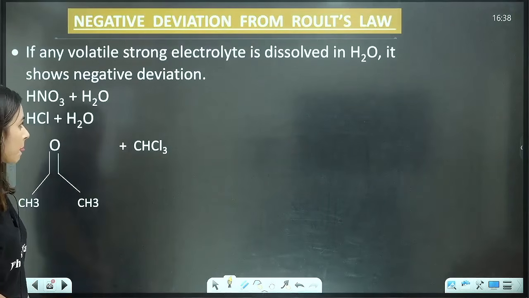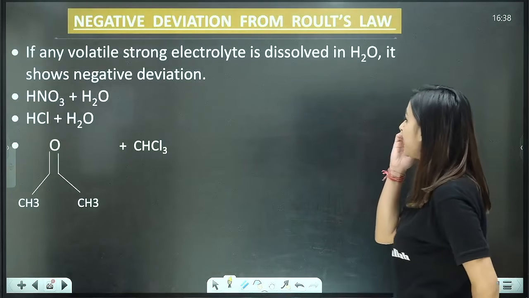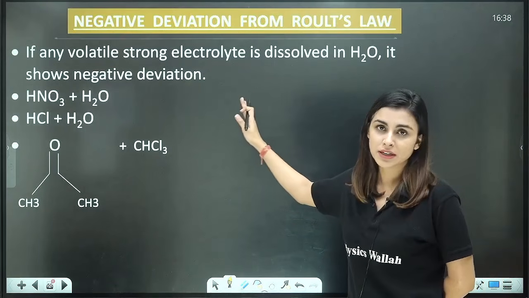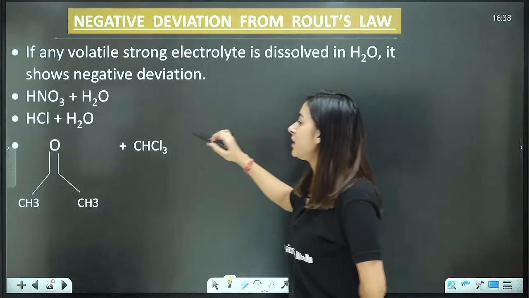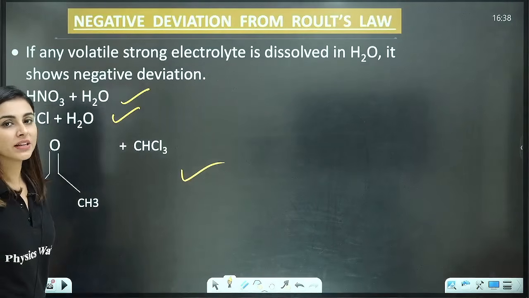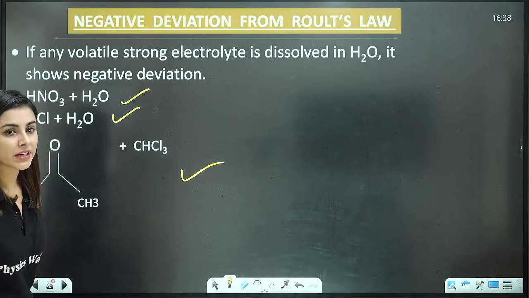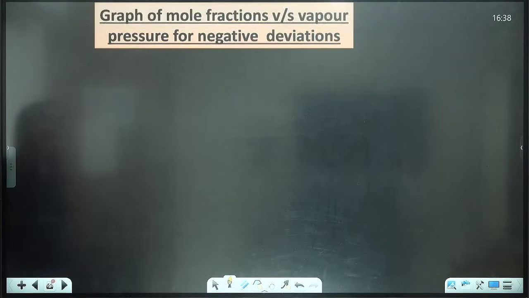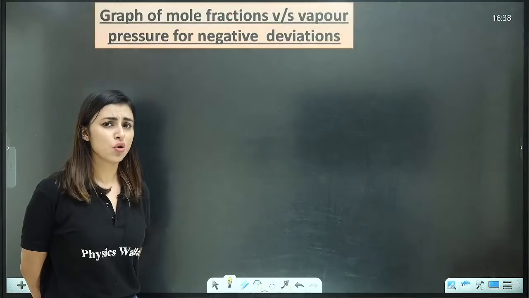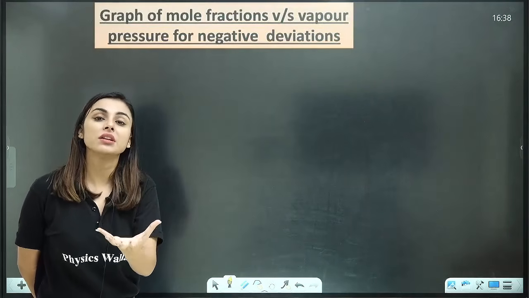Okay. Now, if any volatile solute, strong electrolyte is dissolved in H2O, it shows the negative deviation. Examples are here which are important. You just need to understand, you need to memorize only and only these examples. Clear? Very good. Perfect. Let's move forward, my dear students. Now we are going to draw the graph. I hope you can draw the graph. So first, pause the video and draw the graph yourself.